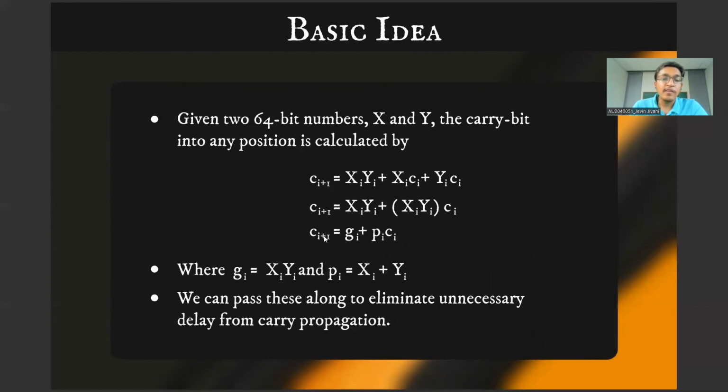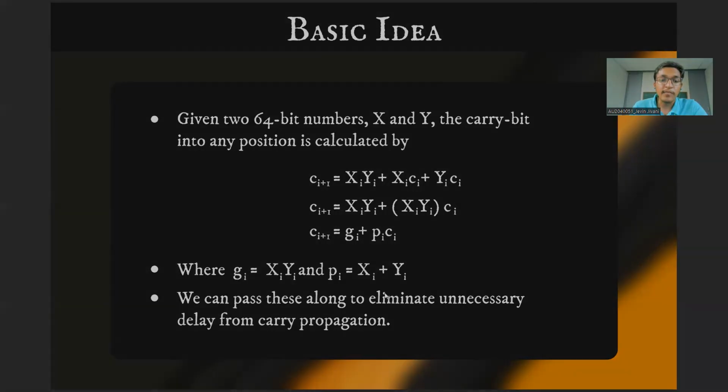So the carry depends on the previous generate and previous propagate. Here the generate is the AND of the ith bit of x and y, and the propagate is the XOR of the ith bit of x and y.